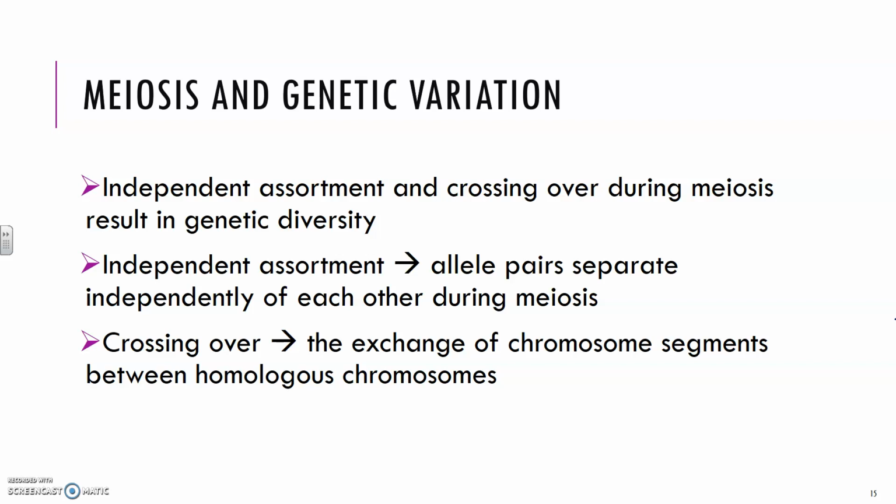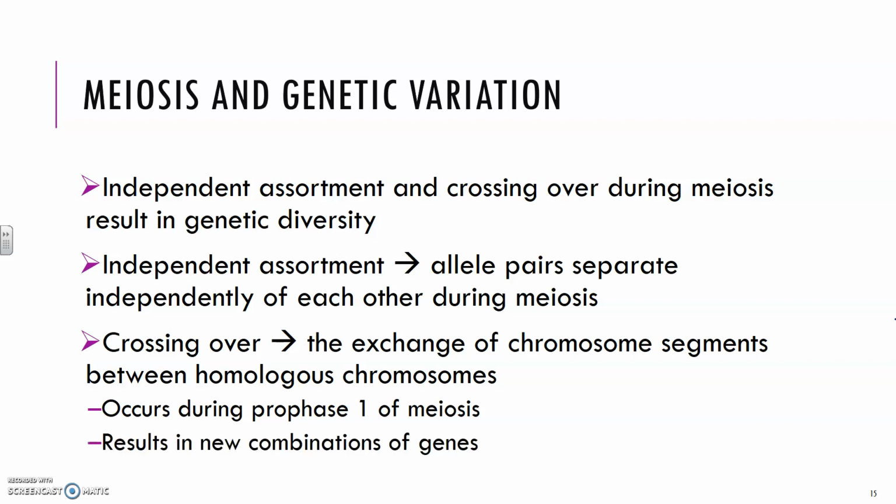Now this is the part that gets a little bit weird. It happens during prophase 1. When the homologous chromosomes are starting to condense, they'll start pairing up, and that's when they trade off genetic information. So it results in new combinations of genes, and each of the gametes produced by that one individual is completely different from the other gametes.